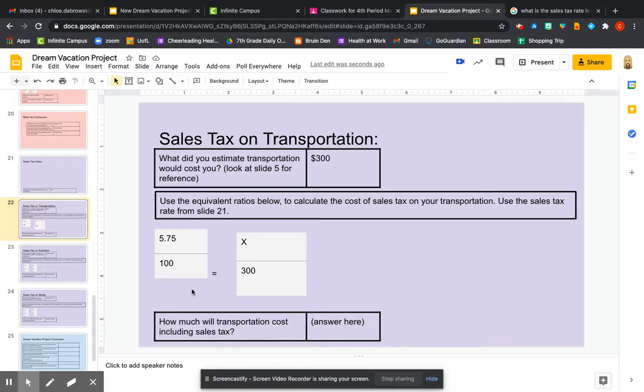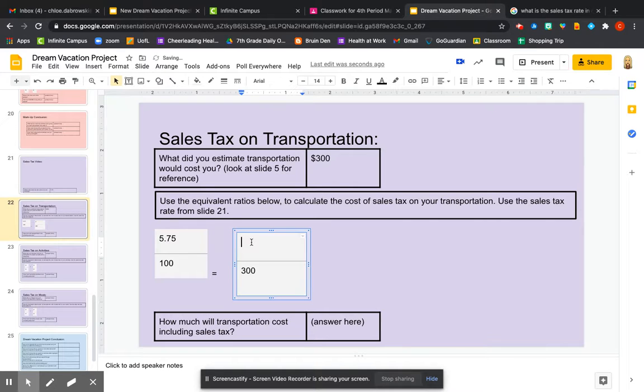We're trying to solve for x. So really the same method still applies. We're going to cross multiply and divide. So 5.75 times 300 is 1725. Divided by 100 is $17.25.